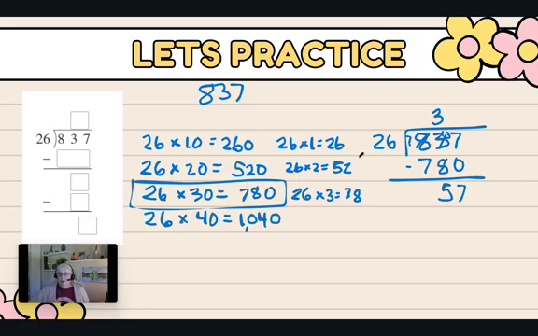So which number is closest to 57 without going over? It is 26 times 2. So 26 times 2, I'm going to put the 2 here that we are multiplying 26 by. 26 times 2 is 52. And then we're going to subtract again. 7 minus 2 is 5, and 5 minus 5 is 0. All right, we are left with a remainder of 5.